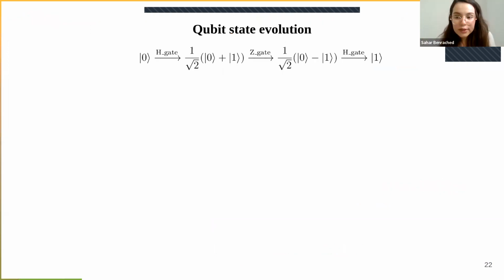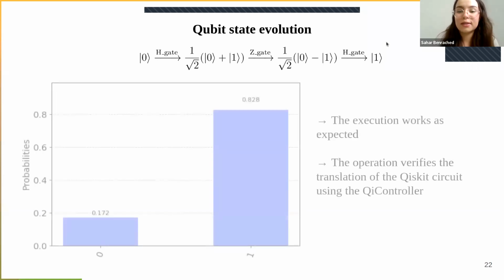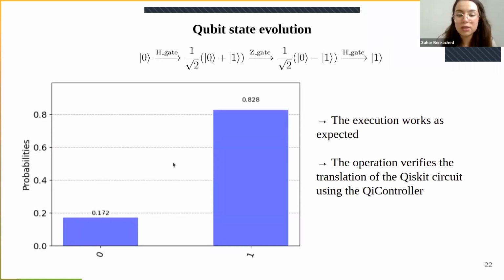So according to the example that I gave in this circuit, if the qubit is initialized to the state 0 at the very beginning, the evolution of the state would lead to the state 1 at the very end. And this is what we get. This is the histogram of our results for this experiment. As you can see, the highest probability of measurement is given to the state 1. However, we can see that there is still some relatively high error rate.